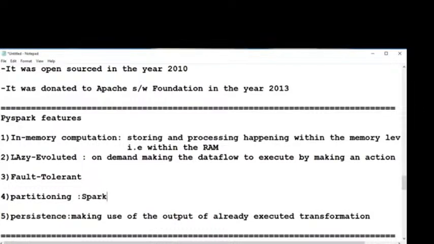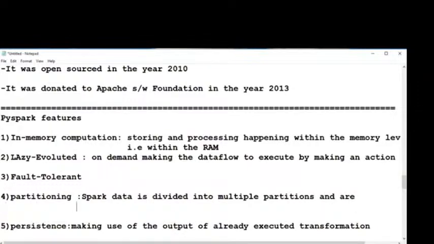Partitioning means Spark data is divided into multiple partitions and are distributed across multiple worker nodes and are executed parallelly.